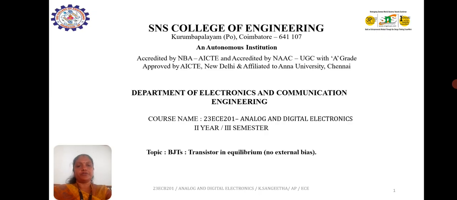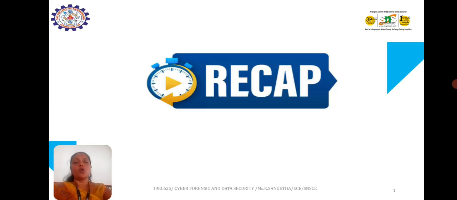So today we are going to discuss the basics of BJT. Let us have a small recap about the previous portion. In the previous class we discussed the basics of analog and digital electronics. Analog electronics represents continuous signals with respect to time. Examples of analog signals are temperature and pressure, and digital electronics deals with discrete values, that is zeros and ones.